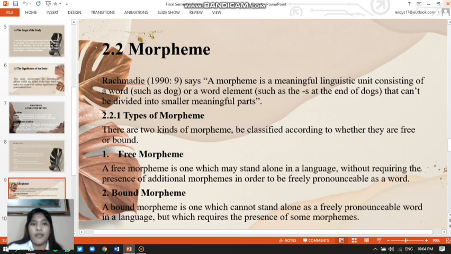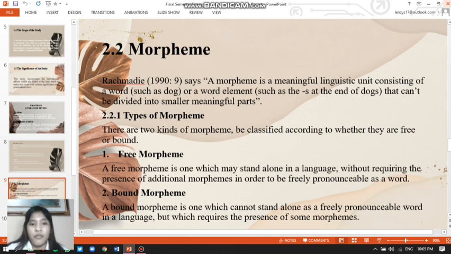2.2, Morpheme. Rahmadi, 1999, says a morpheme is a meaningful linguistic unit consisting of a word or a word element that cannot be divided into smaller meaningful parts. 2.2.1, Types of morpheme. There are two kinds of morpheme, classified according to whether they are free or bound.